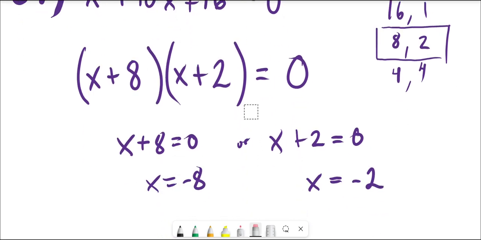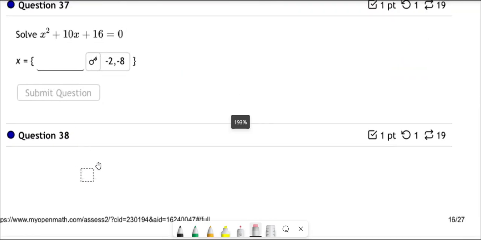That's why we're factoring, because now we can say our two answers are where 8 plus x is equal to 0, which is at -8, or where 2 plus x is equal to 0, which is at -2. So these are our 2 answers. There we have it. On to the next one.